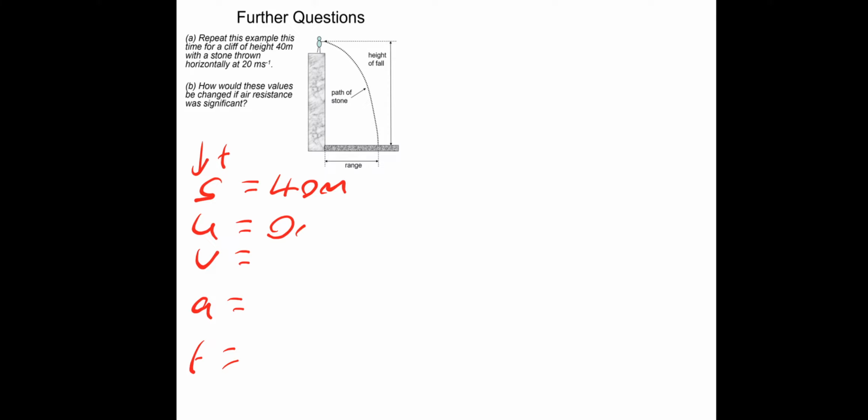So we're going to repeat the previous example. It's the same technique. So down, positive. Let's do SUVAT. So the vertical displacement is now 40 meters. The initial vertical speed is 0. Final speed, not interested. Acceleration due to gravity taking down as positive is 9.81 meters per second squared. And t equals t. That's what we're looking for. So same again, s equals ut plus half at squared.